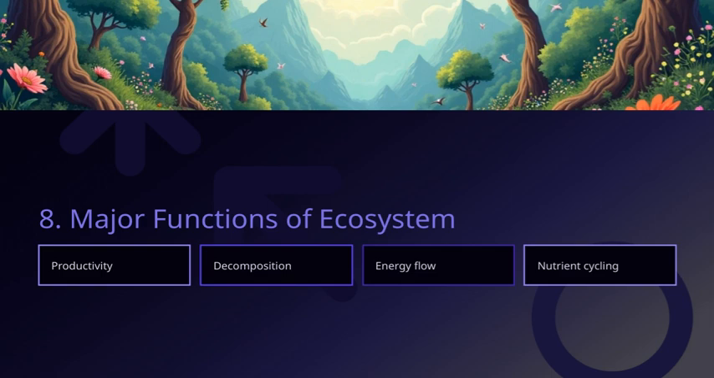Productivity refers to the rate at which plants and other producers generate organic matter through photosynthesis. High productivity indicates a vibrant, productive ecosystem capable of supporting diverse life forms. By understanding these functions, nutrient cycling, energy flow, decomposition, and productivity, we see how ecosystems sustain themselves and support the complex web of life. These processes are interconnected and vital for maintaining ecological balance.